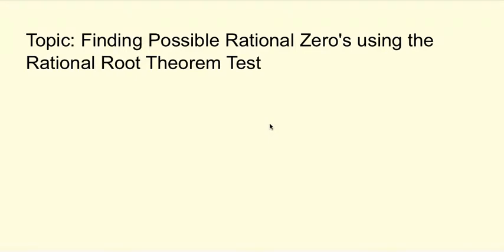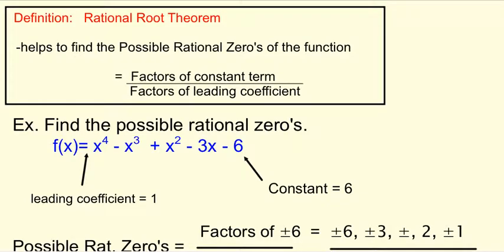This lesson focuses on finding possible rational zeros using the rational root theorem test. All right, here's the definition of the rational root theorem. What this helps us to do is to find the possible rational zeros of a function. These are just the possibilities of some zeros, some real zeros.